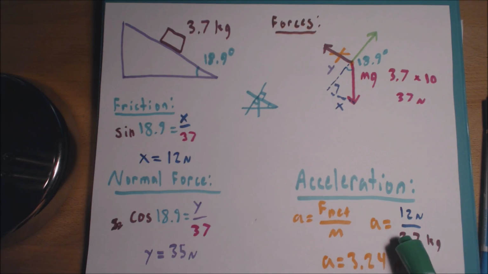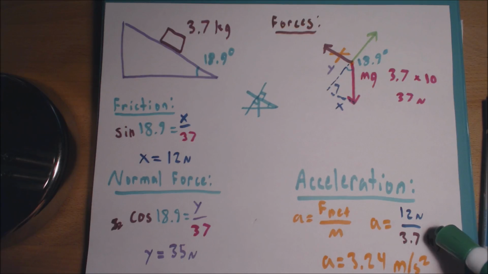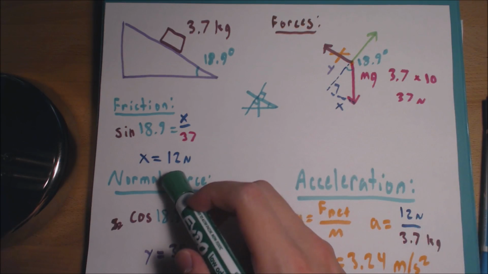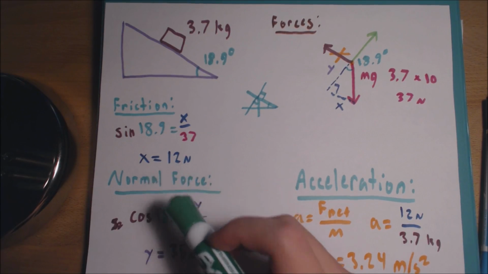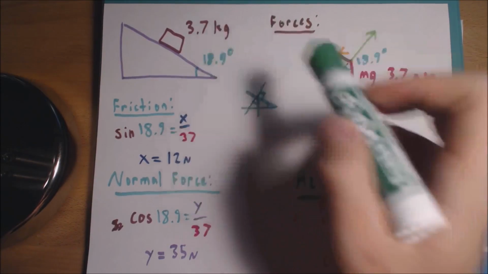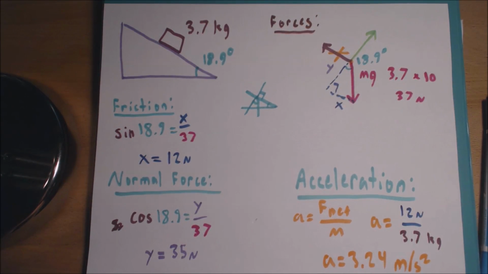and then acceleration equals 12 newtons, which is our net force, and that net force comes from our friction force, over 3.7 kilograms, which is the mass of the block. That acceleration, once we work it out, is going to be 12 newtons over 3.7 kilograms, and our acceleration will equal 3.24 meters per second squared.